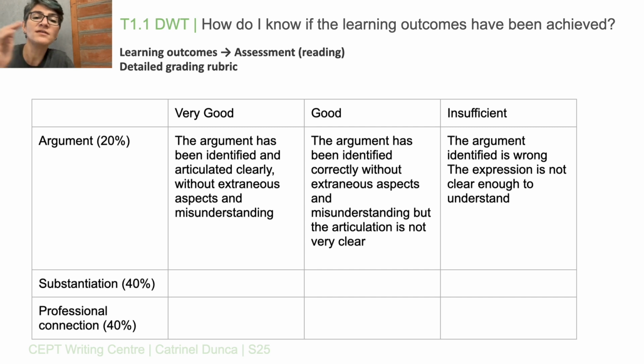But I will say it is insufficient if what the student has selected as the argument is wrong. Wrong meaning it's only applicable for part of the text, or they really misunderstood things. If that is the case, I will say the student has not achieved the learning outcome, so the performance is insufficient, the demonstration is insufficient. If they are saying it badly, if they cannot show me that they understood it well, that is also insufficient. And obviously, I will have something in between.